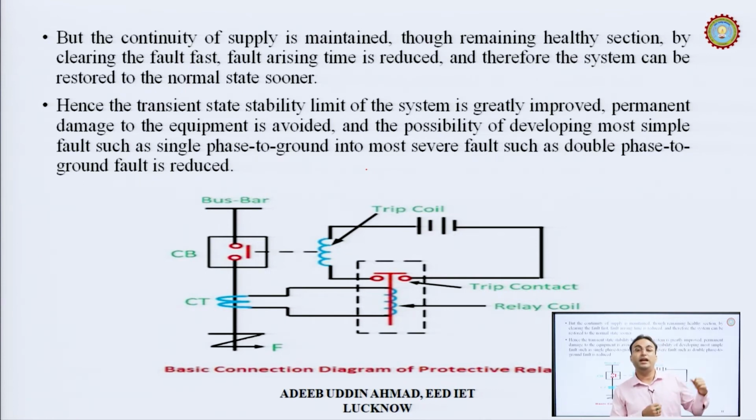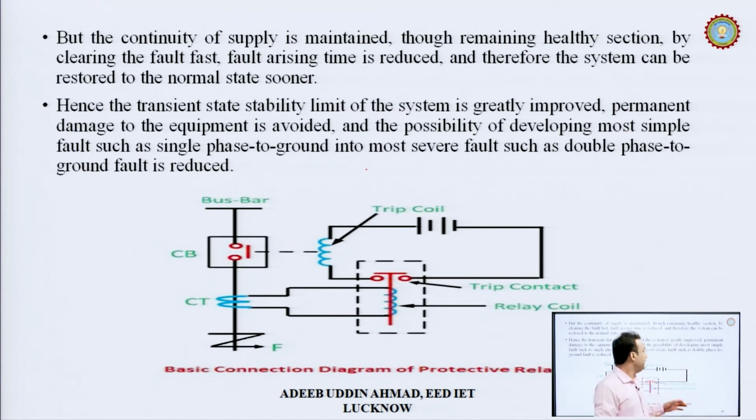current for a longer time will damage the equipment, and most simple faults such as single phase to ground fault. Because if you are not removing this fault, or you are not removing the faulty section from the healthy section, this single line to ground fault may be converted into a line to line fault or 3 line to ground fault. So, this is very important.